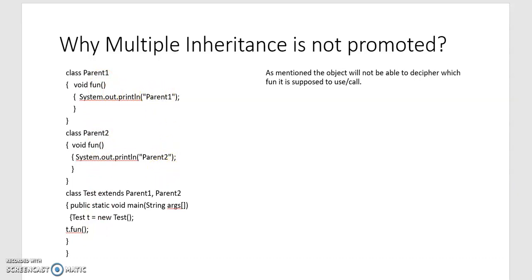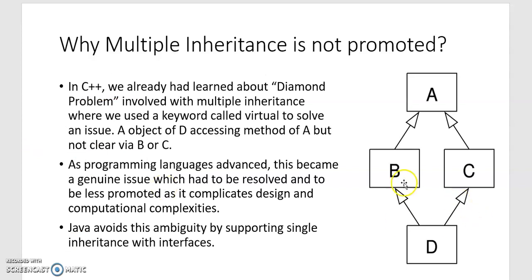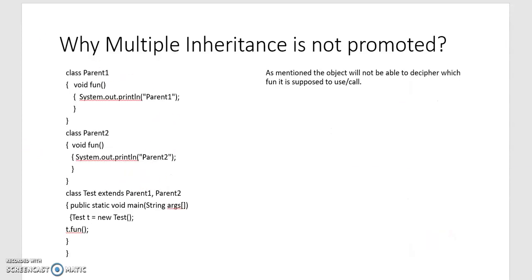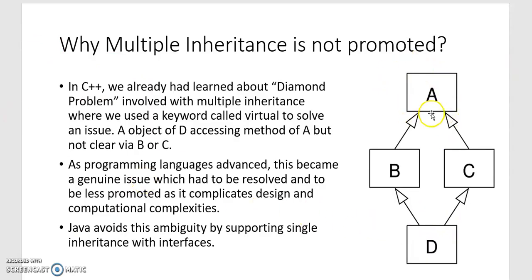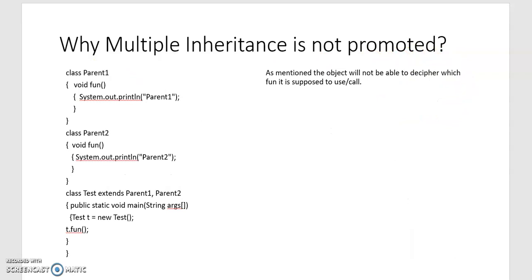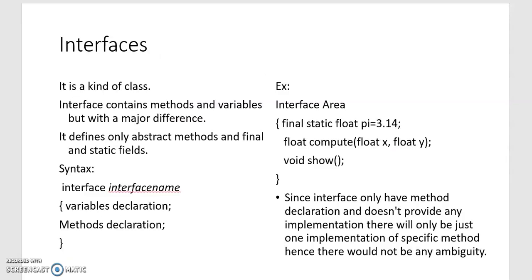Now, we are talking about a situation where we are concerned about B, C, and D, and I guess you can realize how the problem will be if there is another class A also involved. This is the reason why multiple inheritance is not promoted in higher level languages, and this is where we come up with a solution called interfaces.